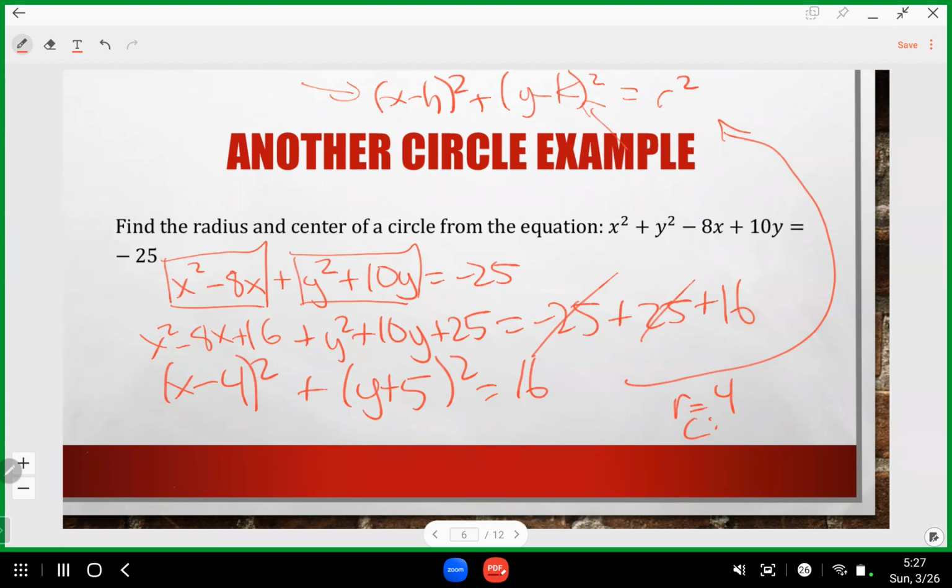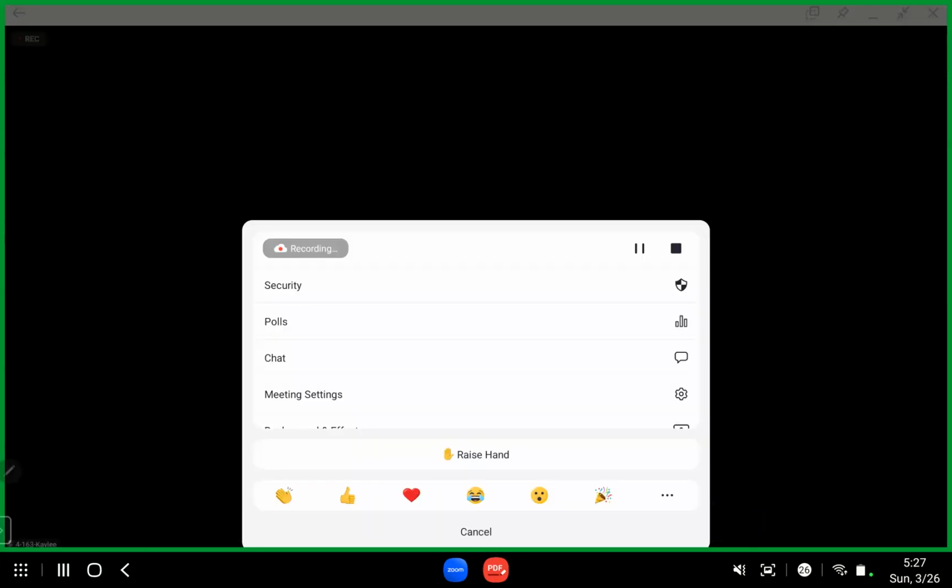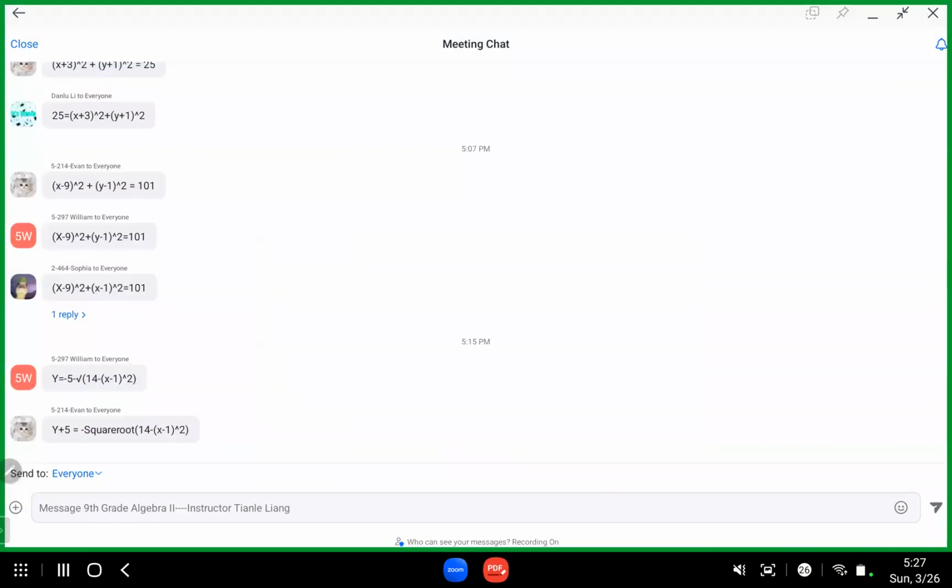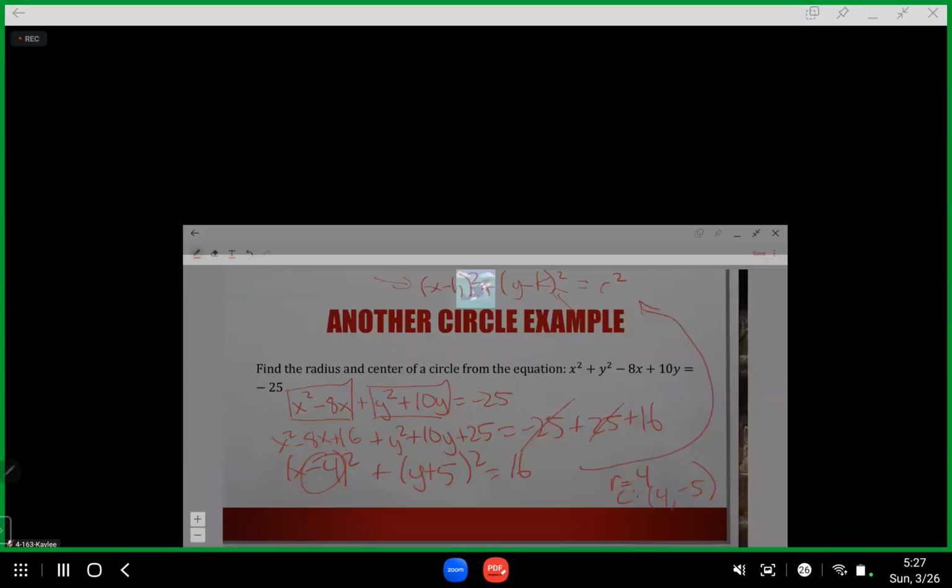Now the center, of course, is going to be (h, k). So h in this case is 4, and then k is -5. Okay. Are there any questions? If there are no questions, then I would like to continue. So no questions. All right, let's continue with this then.